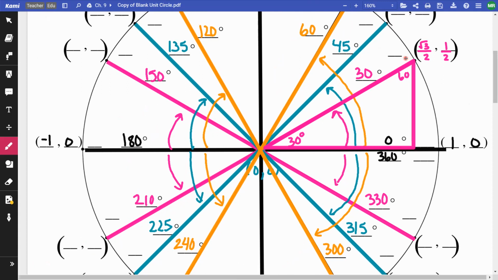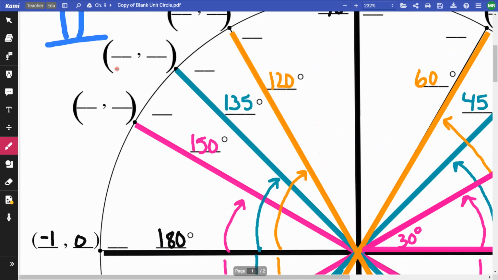It's just I'm in quadrant 2, I'm in quadrant 3, I'm in quadrant 4. So what that means is this point over here is still going to be a √3/2 and a 1/2, but it's going to be a negative √3/2 and a positive 1/2 because that's the quadrant I'm in. My x's are negative, my y's are positive. So I'm going to do negative √3/2, positive 1/2.